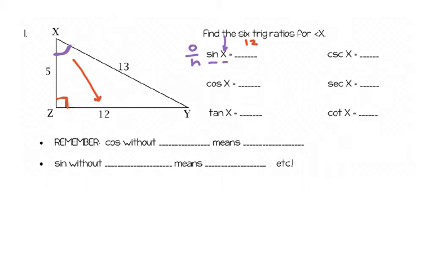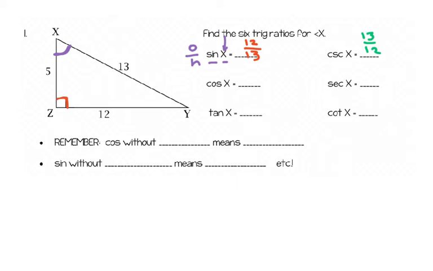So it's going to be 12 over, and then the hypotenuse is 13. So that's my ratio. Don't put it into a decimal unless you need to or unless you're told to. Okay, and then if we're going to find the cosecant, which is the inverse of that, all you have to do is write the reciprocal. So 13 over 12.